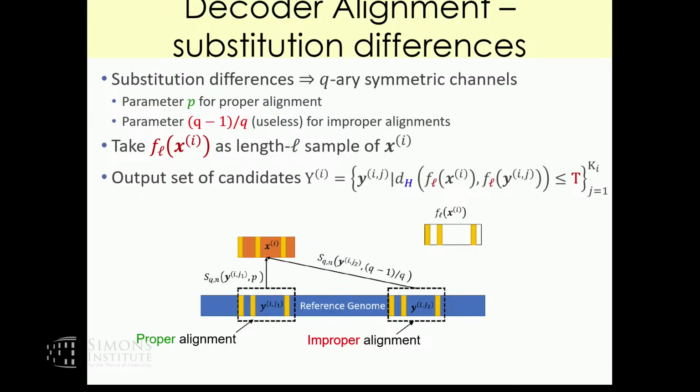And for example, for substitutions only, we can use a symmetric channel as the model. Here we have a symmetric channel with probability p, and here we have a useless symmetric channel with probability (q minus 1) over q. But as you can see, this threshold will have two roles. If we increase t, we'll get more proper alignments, but at the same time, we'll get more improper, undesired alignments. So we need to be careful about how we set this t.